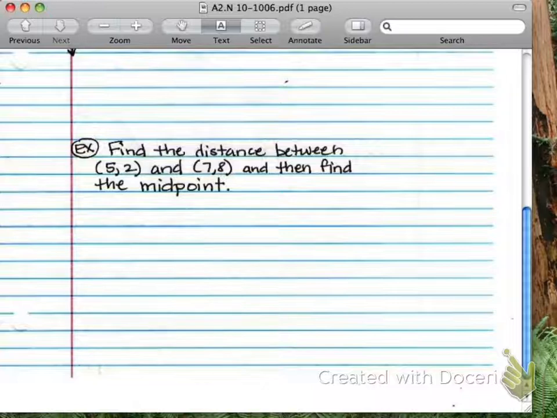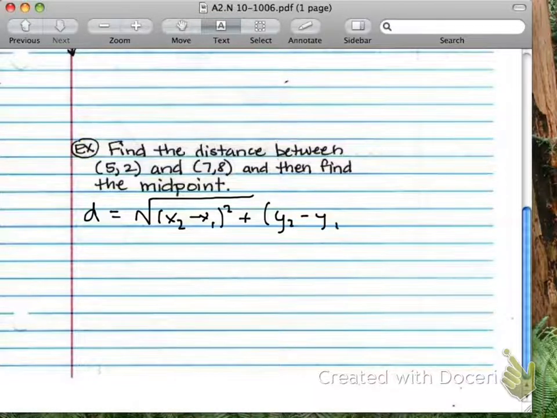Let's do our one example so that you guys cannot feel as guilty doing your homework while you're ignoring me. Alright, so that's what we said. Find the distance between (5, 2) and (7, 8), then find the midpoint. Okay? So, distance formula is d equals square root of x2 minus x1 squared plus y2 minus y1 squared.